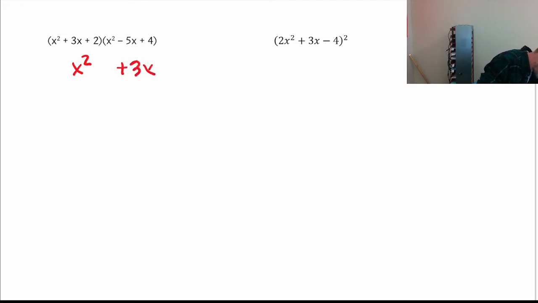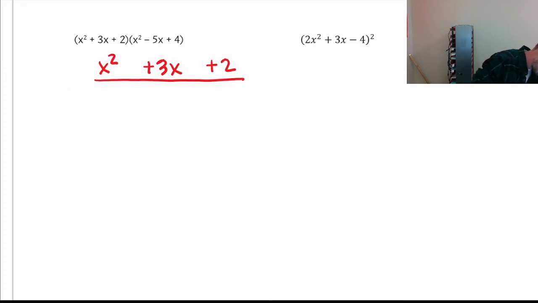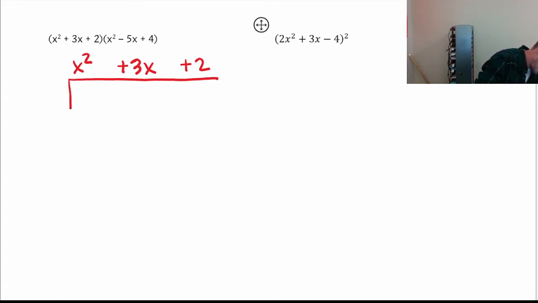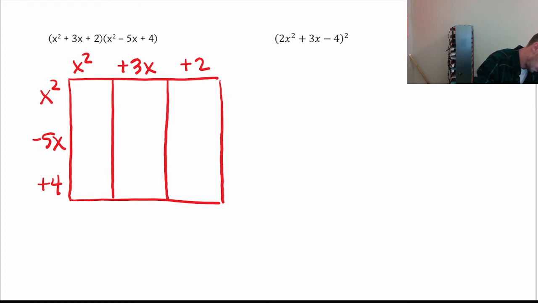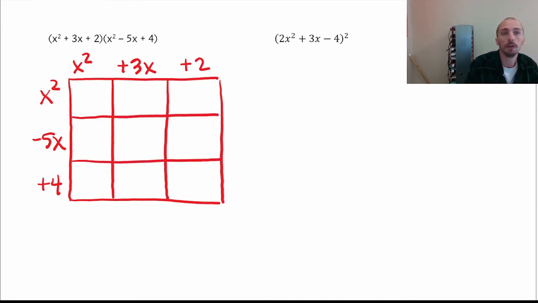So x squared, positive 3x, and positive 2, multiplied by x squared, a negative 5x, and a positive 4. Okay. And if it helps you to draw in the actual grid to make sure that you're filling in all the terms, that's something you can do, right? That's something that helps some people.